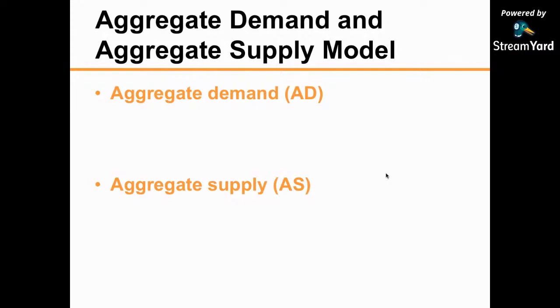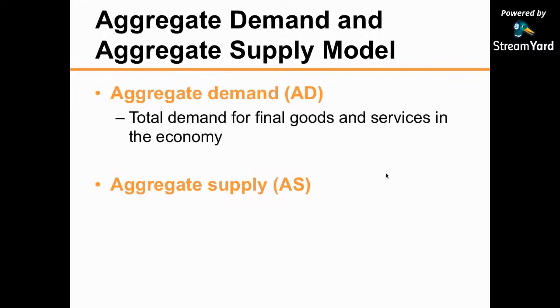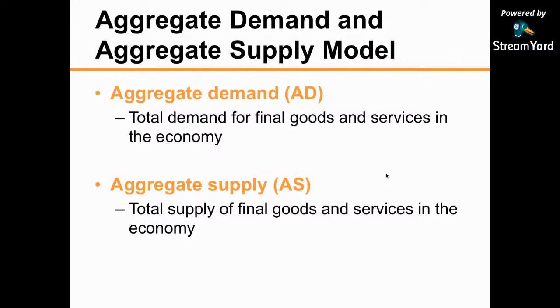So just to add a little tidbit and make it a bit more relevant, something to think about there. Now, definitions of aggregate demand and aggregate supply. Aggregate demand is the total demand for final goods and services in the entire economy, and aggregate supply is the total supply of those final goods and services in our entire economy.